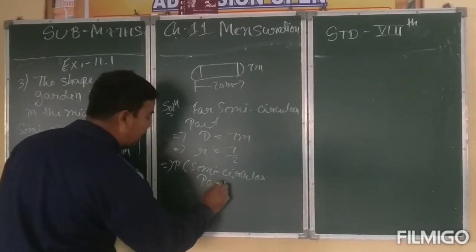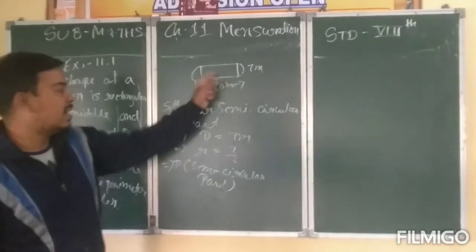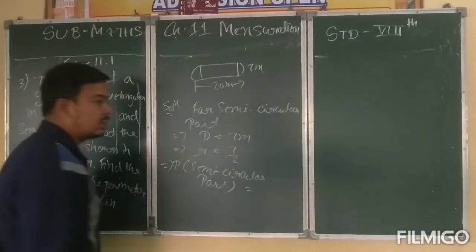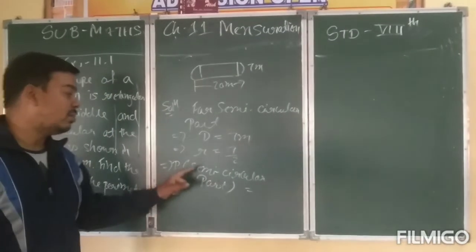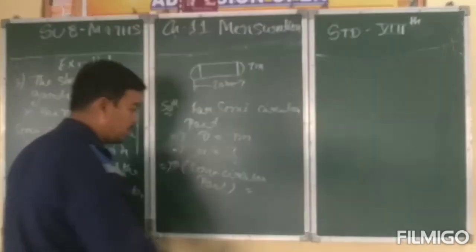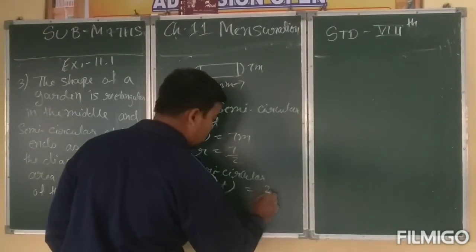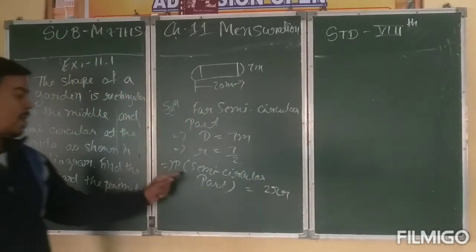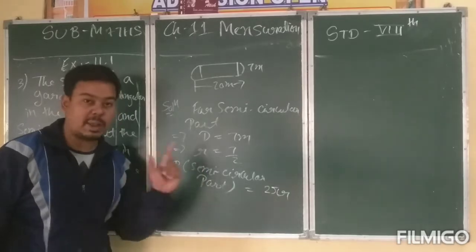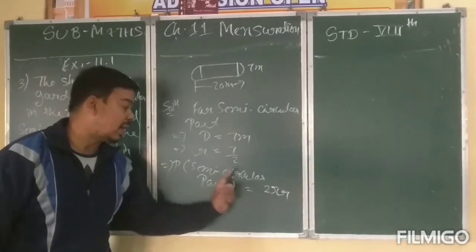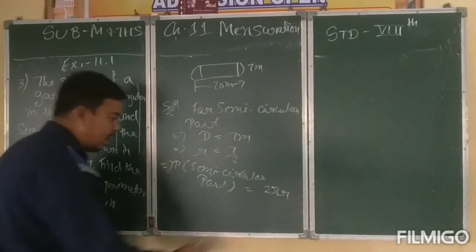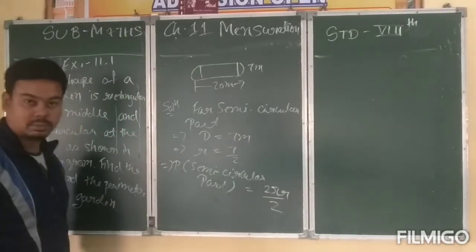Perimeter of semicircular part. You see that here there are 2 endpoints, and 2 semicircles. The perimeter of a circular part formula is 2 pi r, but it is semicircular, so it is divided by 2.